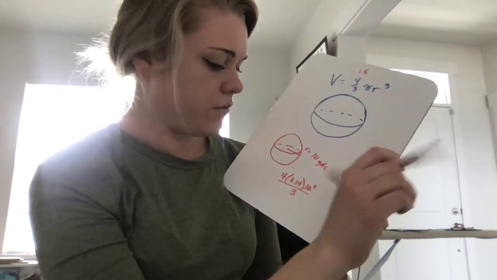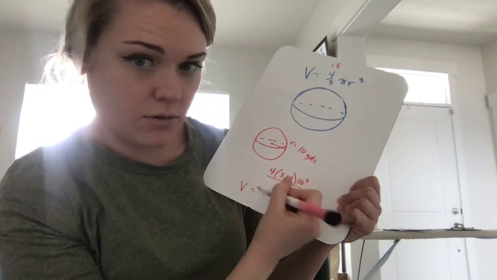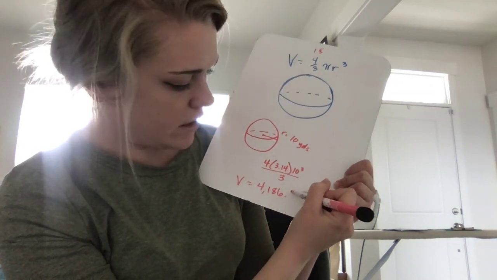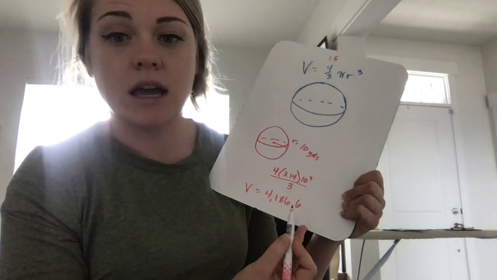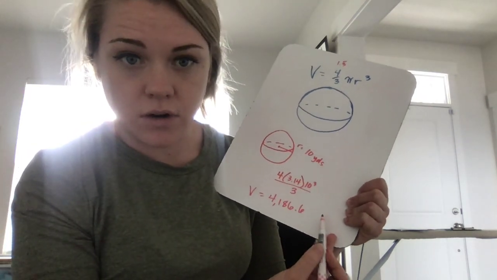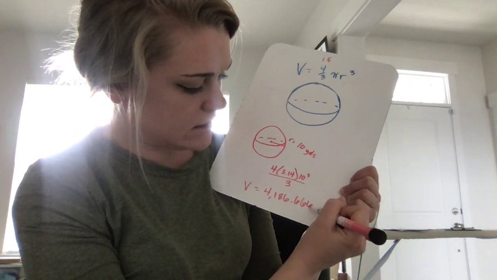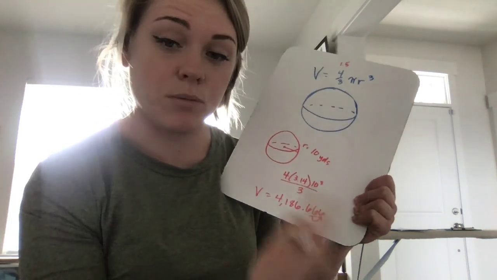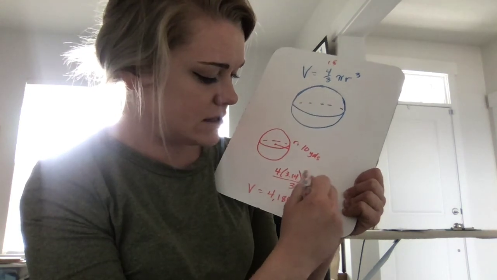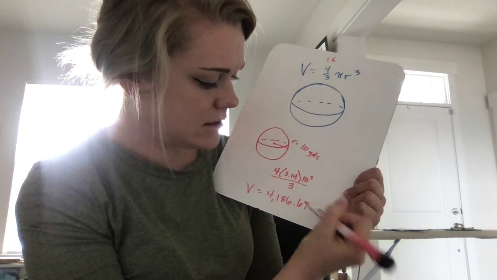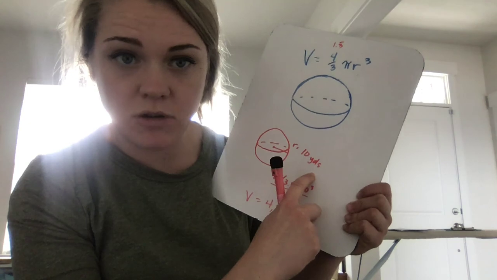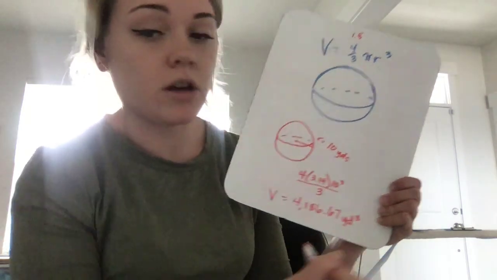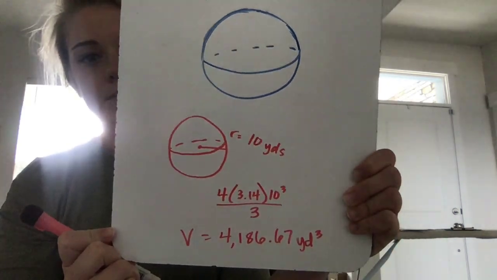So we have volume equals 4,186.6, and for rounding to the nearest hundredth, I look next door. So 666. I look next door. Is that 5 or above? Yes. So it pushes the 6 up. So instead of being a 6, I make that a 7. And since I gave you the measurement, which is yards, you're going to do yard cubed, because we are talking about volume.